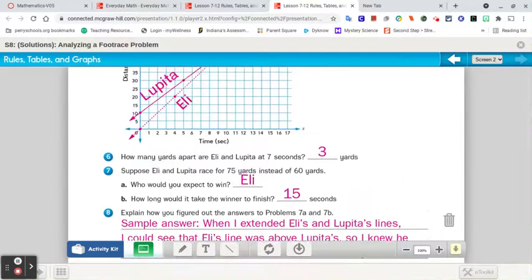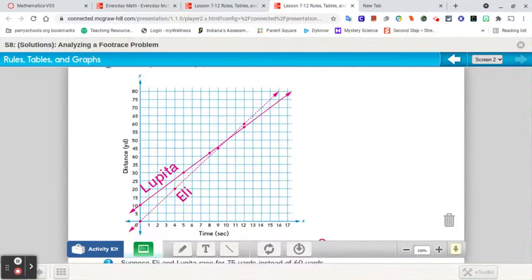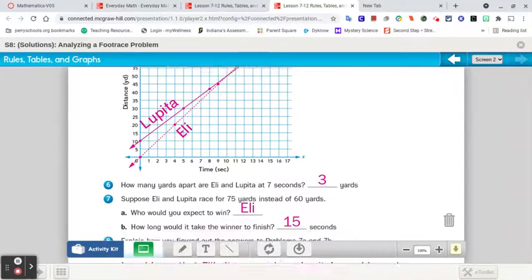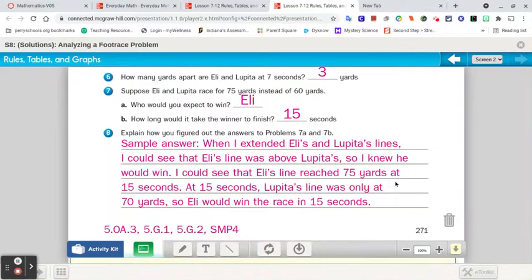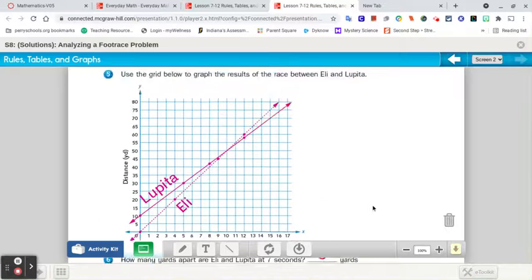If you put something about how Eli gets 5 yards in 1 second when Lupita only gets 4 yards in 1 second, and did some math and try to solve it that way, that's fine too, as long as you were able to have a really good explanation. But this one is probably the easiest.